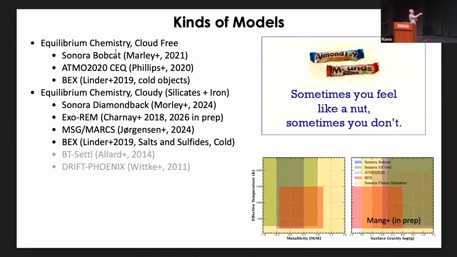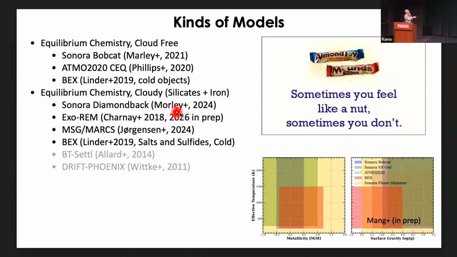Some older models within this framework that I'll talk about a little bit later on are things like Burrows et al. 1997, some of the Baraffe et al. Allard models from previous decades too. Thinking about equilibrium chemistry with clouds, and by most of the clouds we're talking about silicon and iron clouds, of course there's other sorts of clouds.